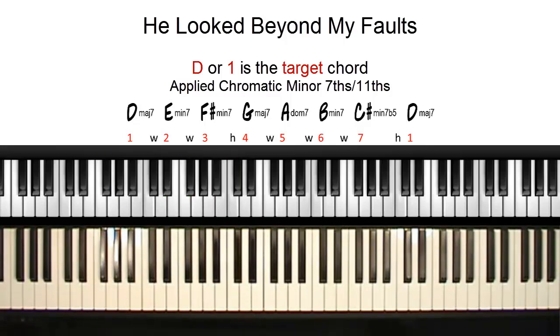You can use this chromatic minor 7, minor 11 chord progression and add a little more contemporary sound to your traditional gospel chords and to your CCM songs.